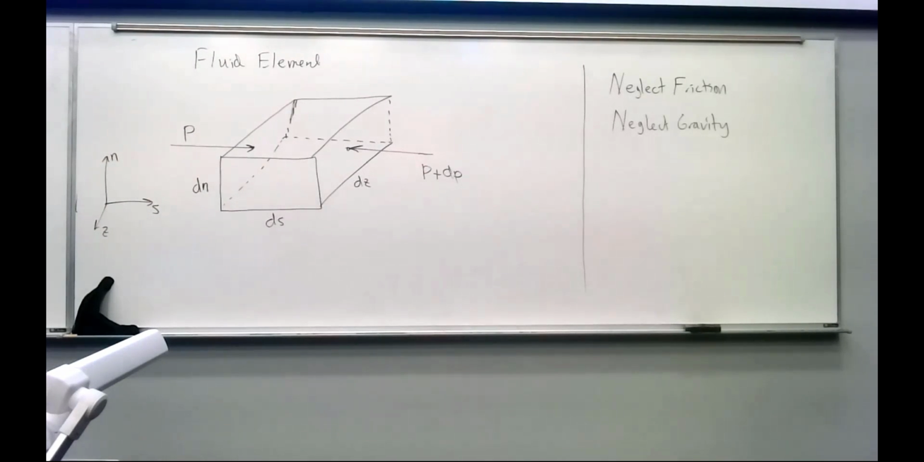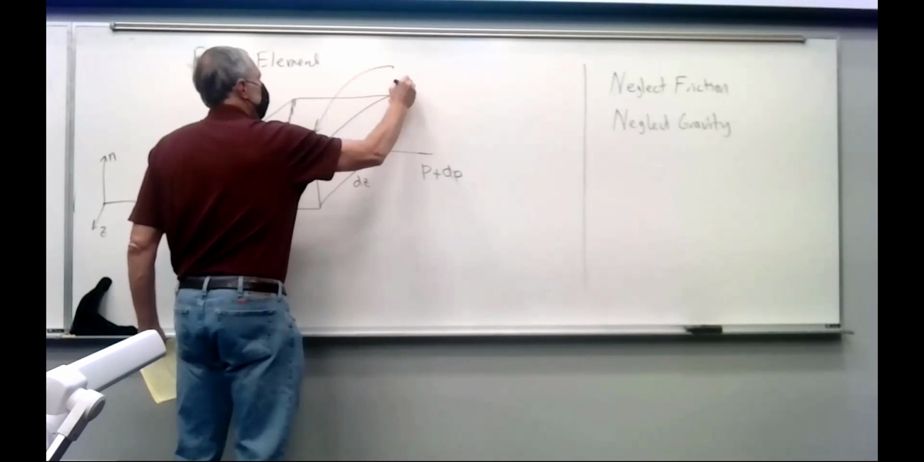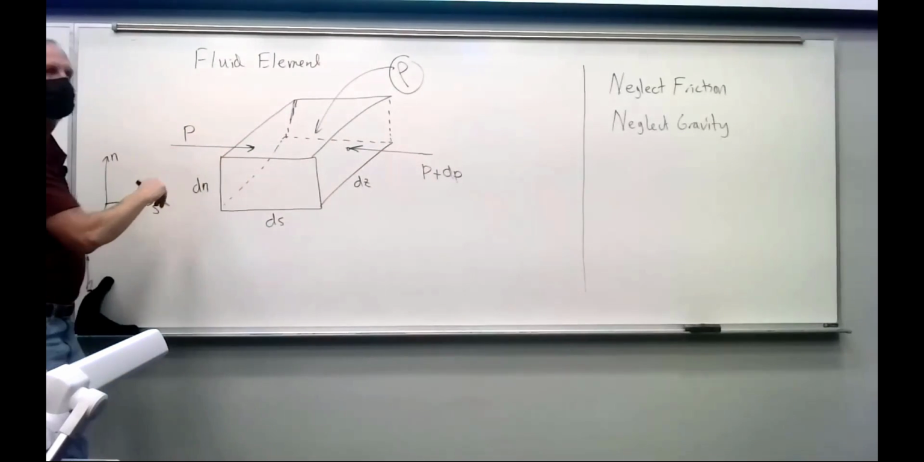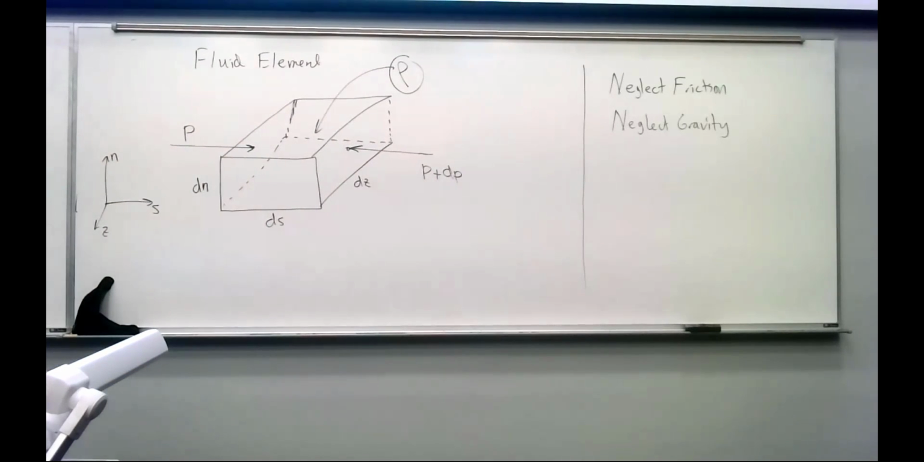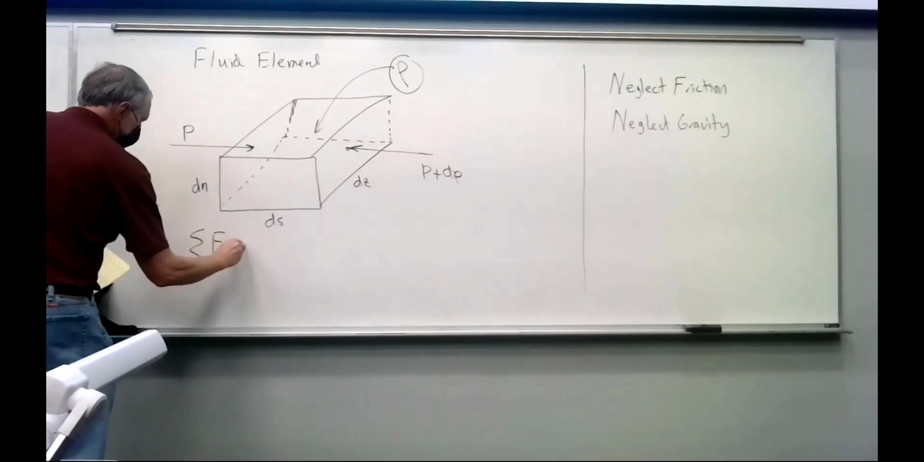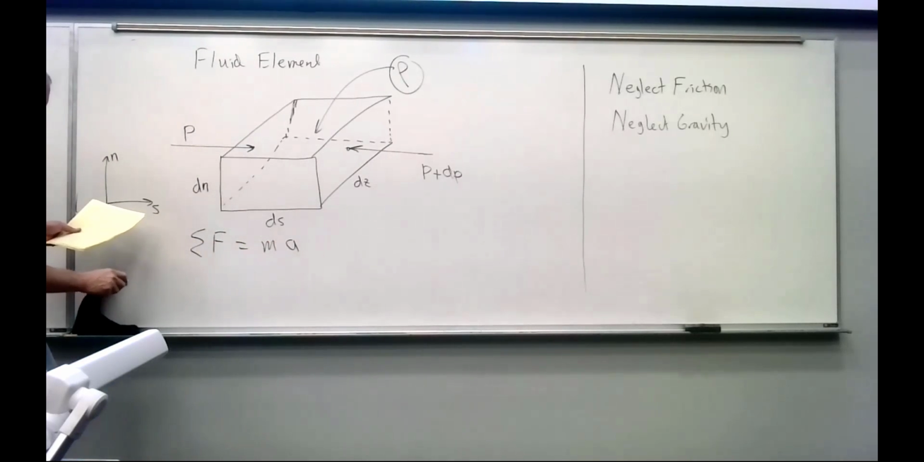So the net force, the sum of the forces equals mass times acceleration. So that's Newton's law. This thing has a density rho. Notice we're doing all of this in terms of fluid variables. Density, pressure. Don't need temperature right now. And so we're doing sum of the forces equals mass times acceleration.